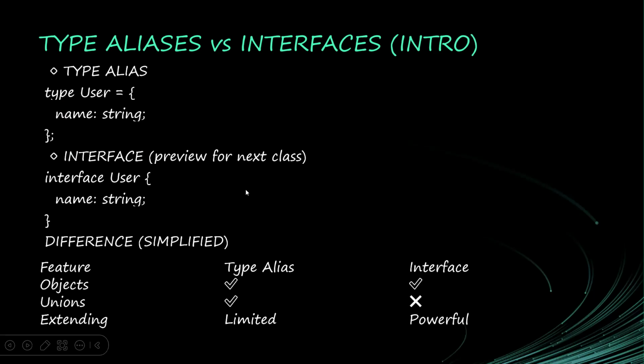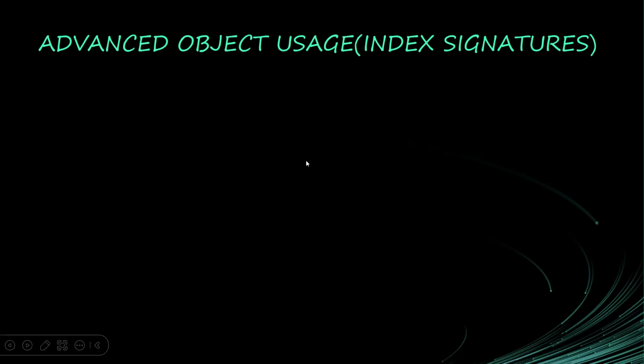The difference is, for objects, you can use type alias or you can use interface. For unions, you can use unions in type alias, but you cannot use unions in interfaces. And then extending: you can only limitedly extend type aliases, but extending interfaces is powerful. Don't worry, this is just to bring it to your notice. There's something called interfaces. If you don't understand it, no problem. We'll talk about that in the next class.